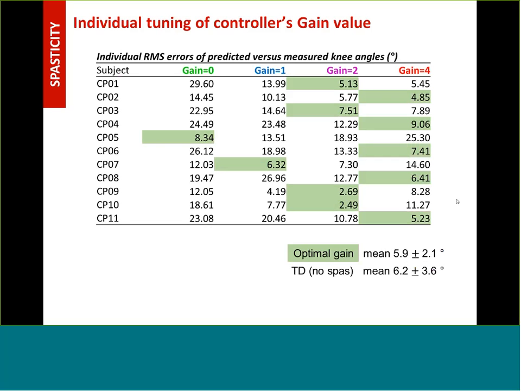So this shows that we were able to tune the gain value for each subject to get a best fit. On average, the prediction of the knee angle was about 6 degrees off for the most optimal gain value, as you see in the bottom. And this is equal to the value for the healthy subjects, or TD children, without the addition of spasticity. So with including spasticity, our fit improved to be as good as the fit for the typically developing children.